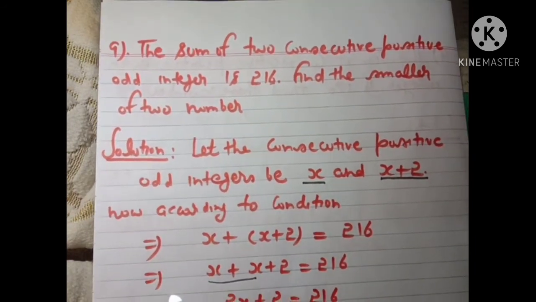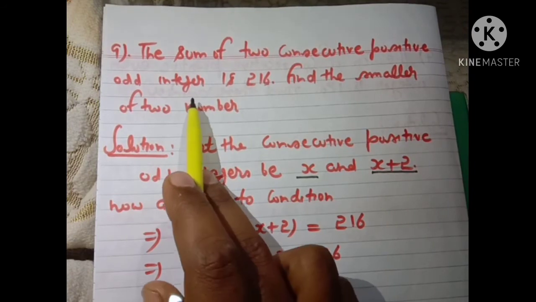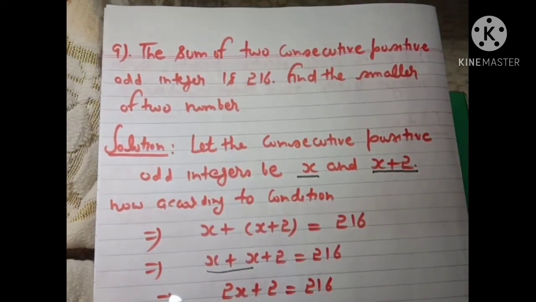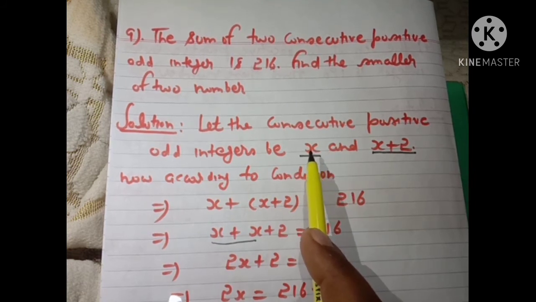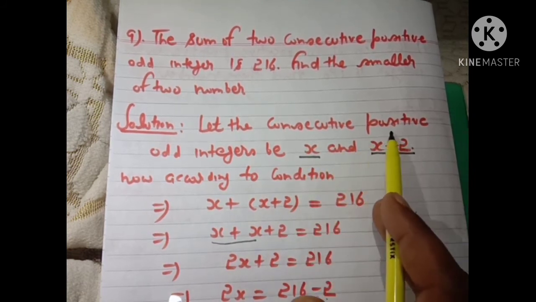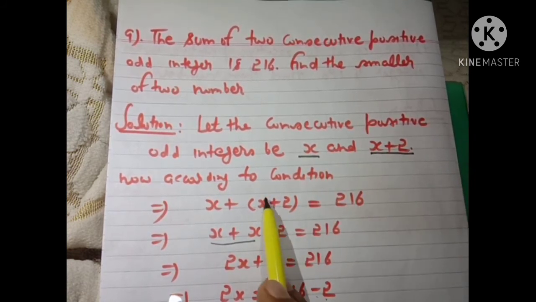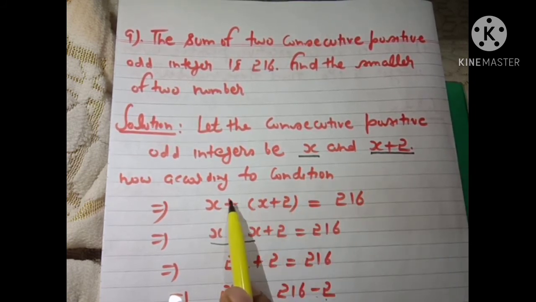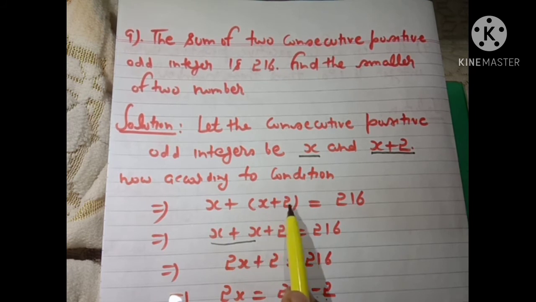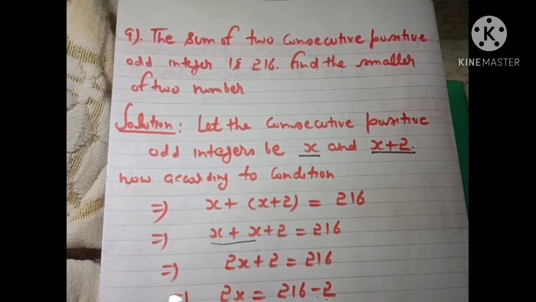And now you can see next is the sum of these two numbers is 216. So we have to use this condition, that is the sum of these two numbers, means the sum of this x and this x plus 2. That is why I used a bracket here, because this is the second number. So you can see here in this condition, x plus (x plus 2) is equal to 216.